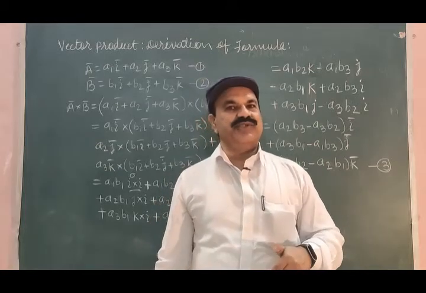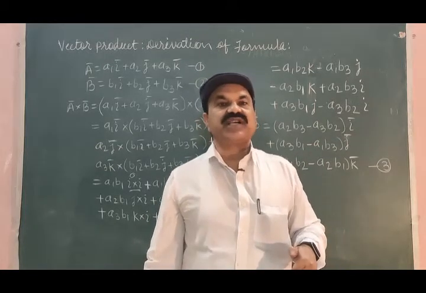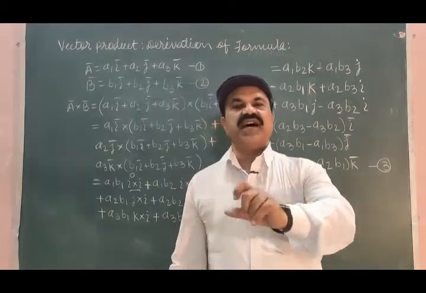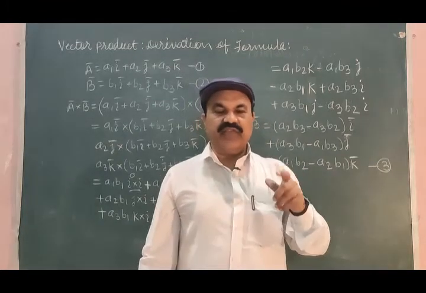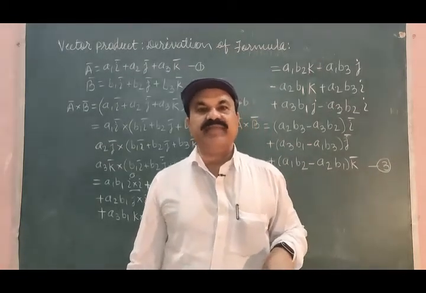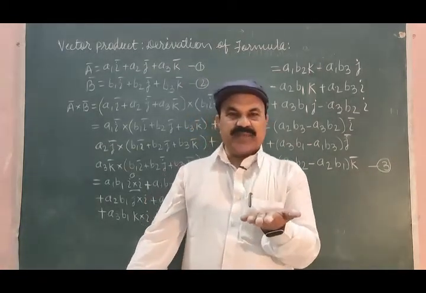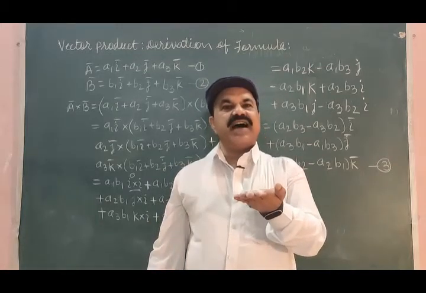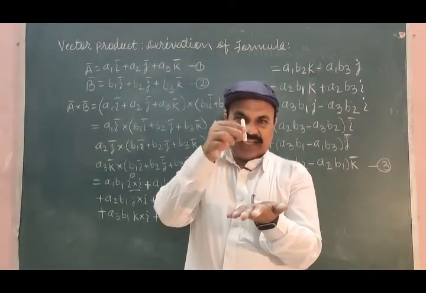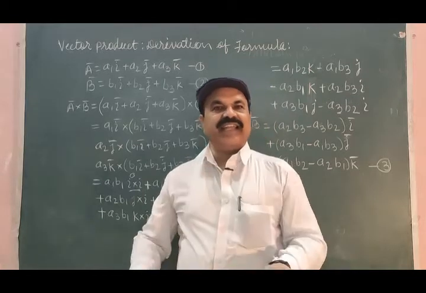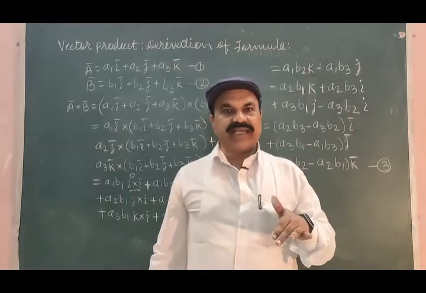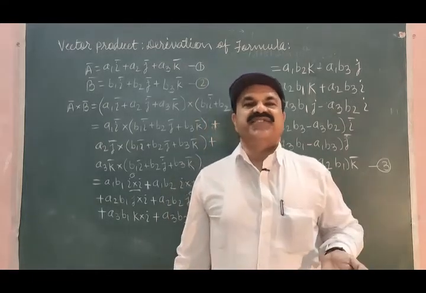And the last two rules. K cross I. K and I are present in one plane and are not parallel to each other. If we take the cross product or vector product of these two vectors, it will be j. It will be perpendicular to the plane containing the vectors k and I. Opposite of this, I cross k is minus j. Very simple.